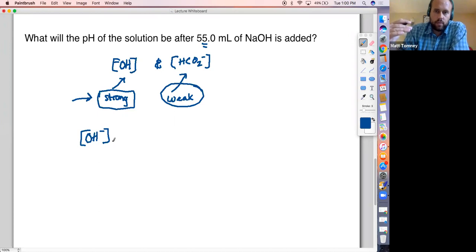Then at equivalence point, we need an ICE chart. Then after equivalence point, we don't need an ICE chart. So the only time we needed an ICE chart was to find initial pH and to find pH at equivalence point. Those are two distinct points. Everything in between does not need an ICE chart.